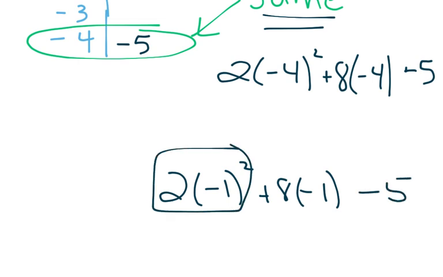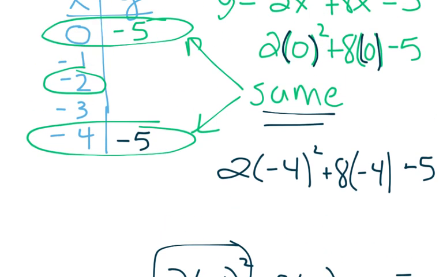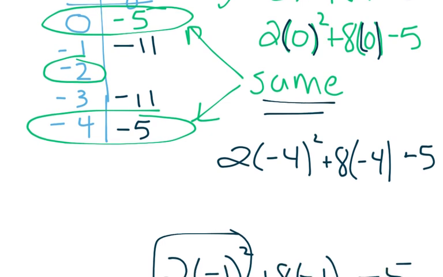This number here is going to become 2. This is going to become minus 8. This is going to become minus 5. So if I do that, that's negative 11. Now, if I do it one more time, and the reason why I put them in both spots, again, is because they are the same numbers. So this symmetry exists there.